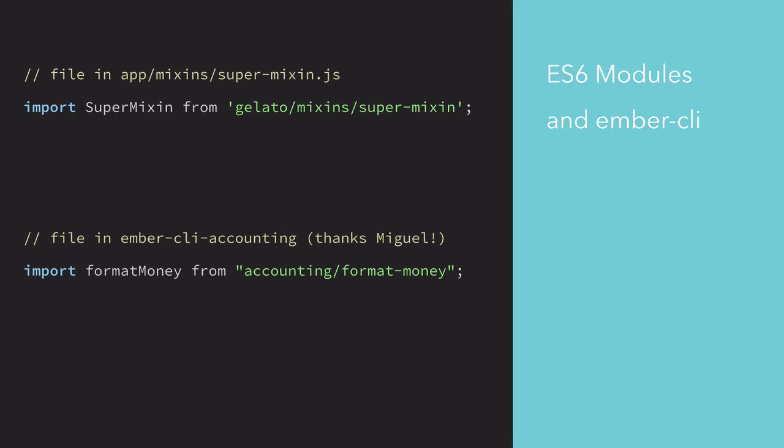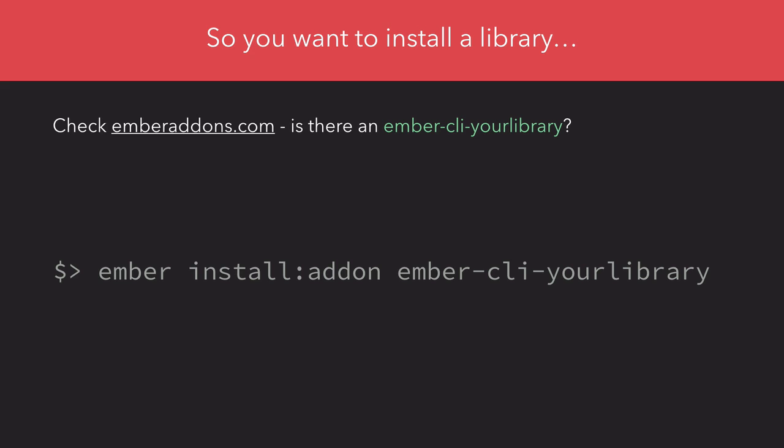So if you happen to be using the Ember CLI AccountingJS add-on, so everybody say thanks to Miguel, you can import functions from there just using the name of the add-on. So you can just do accounting/format-money. Really, really cool to have that resolver around to do all the path munging and all that rubbish for you.